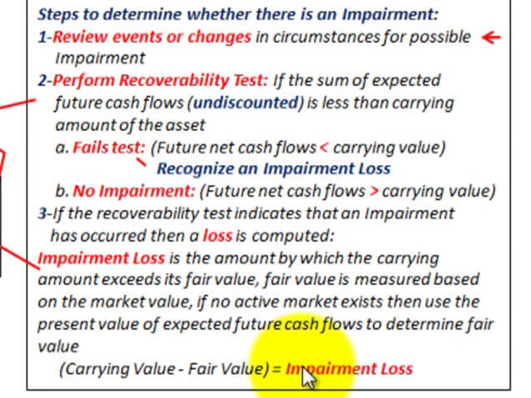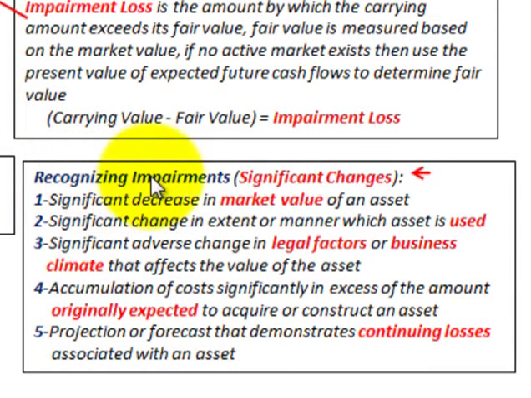So just remember, if there's no active market, then you have to discount the present value of the expected future cash flows. Otherwise, you'd use an undiscounted amount. And then finally, again, recognize impairments.